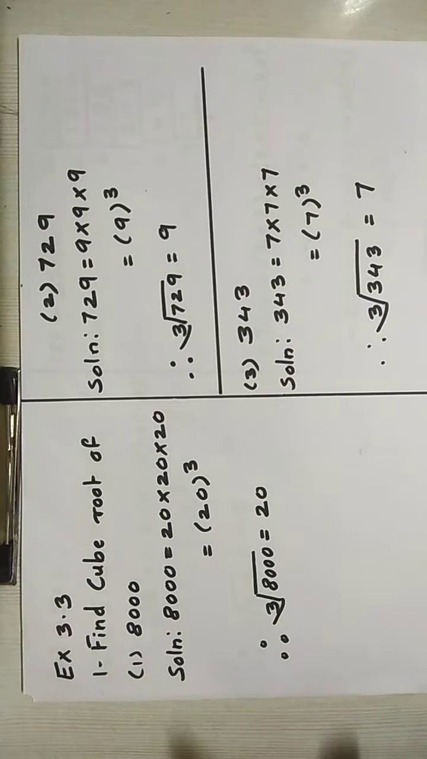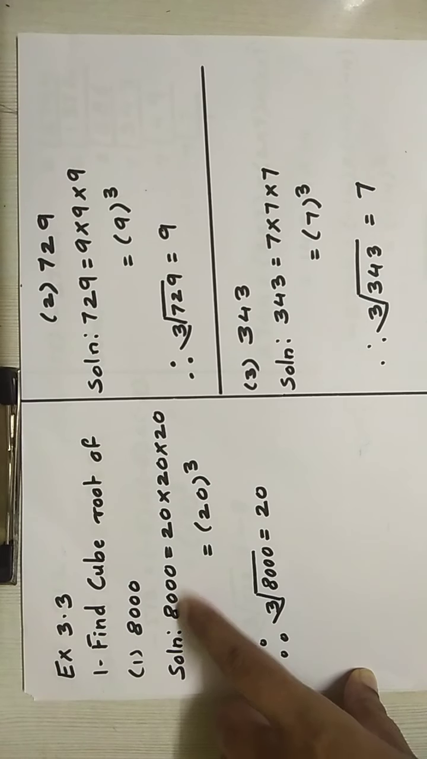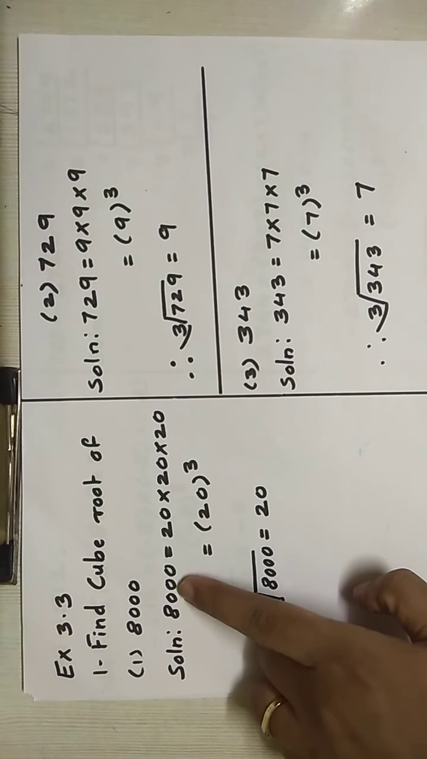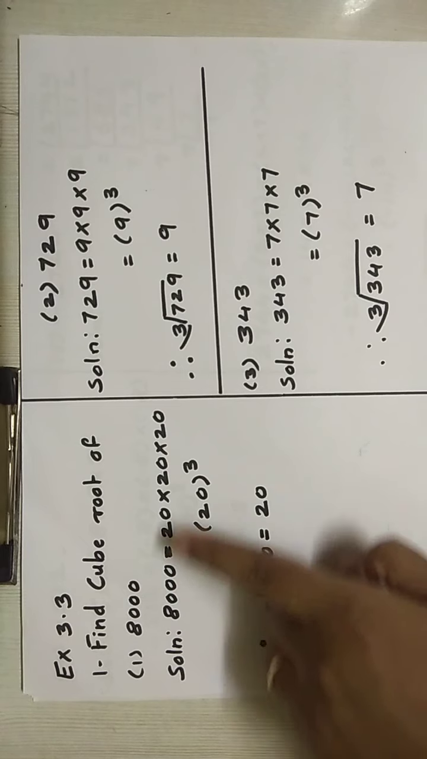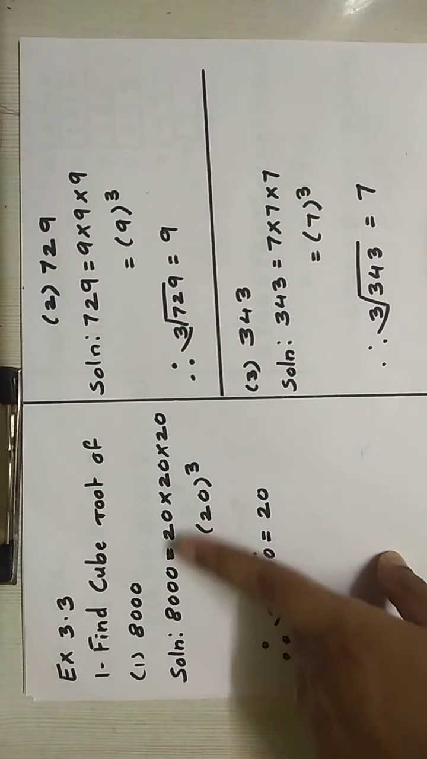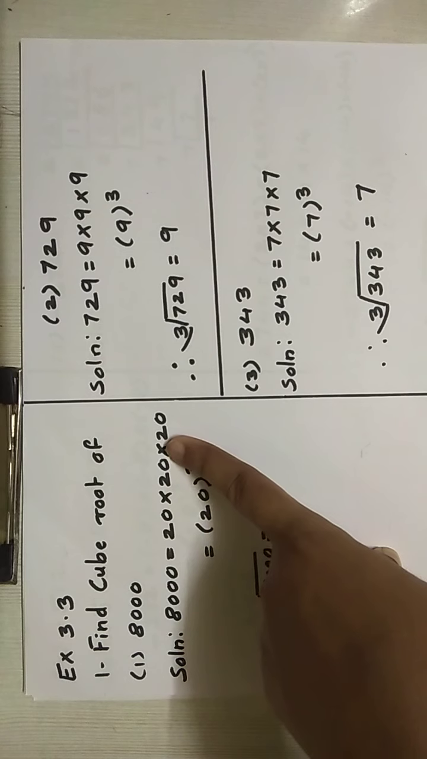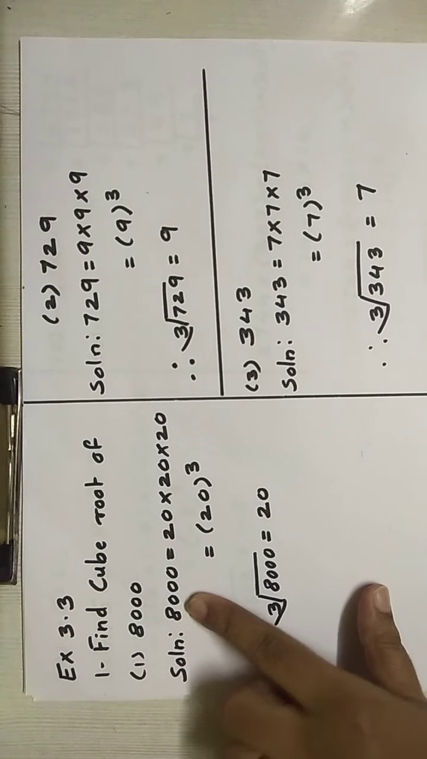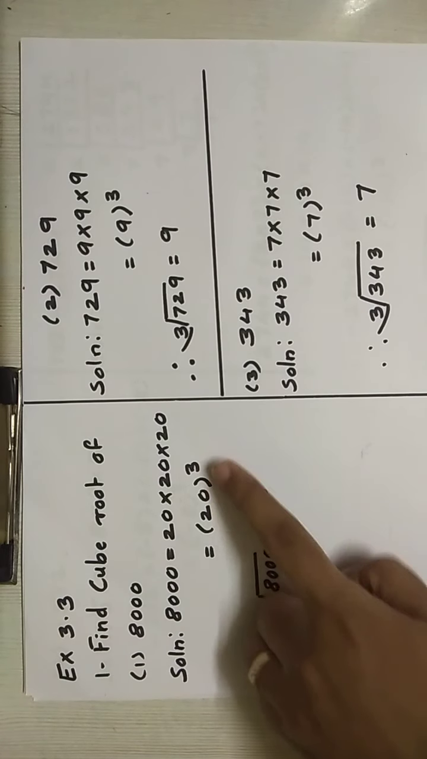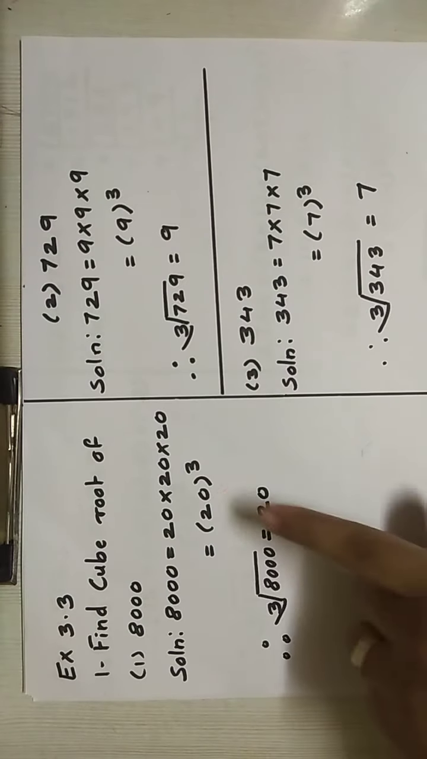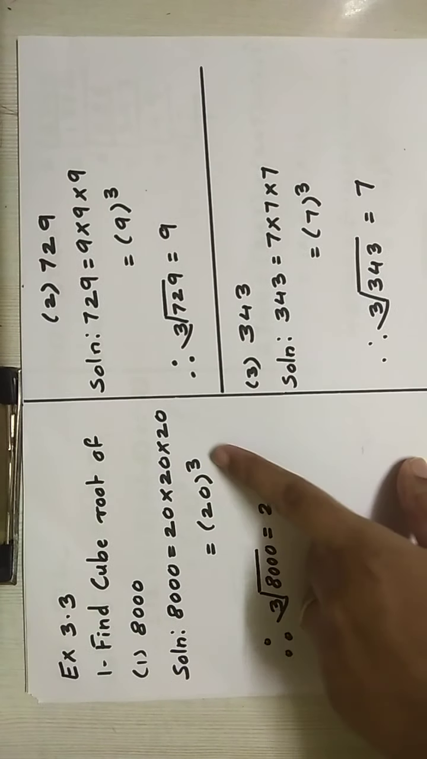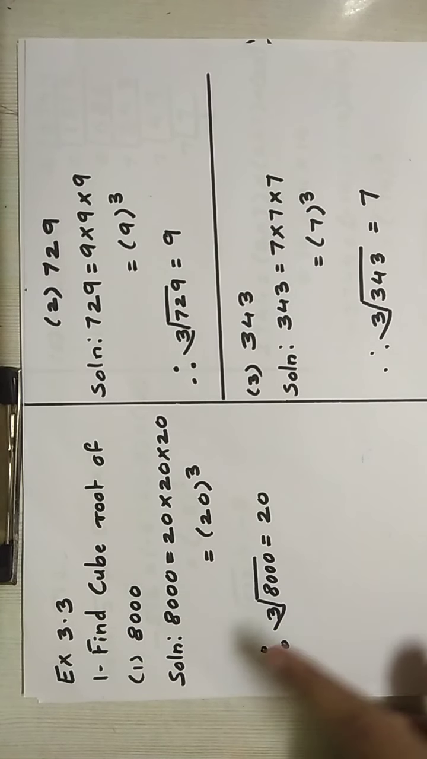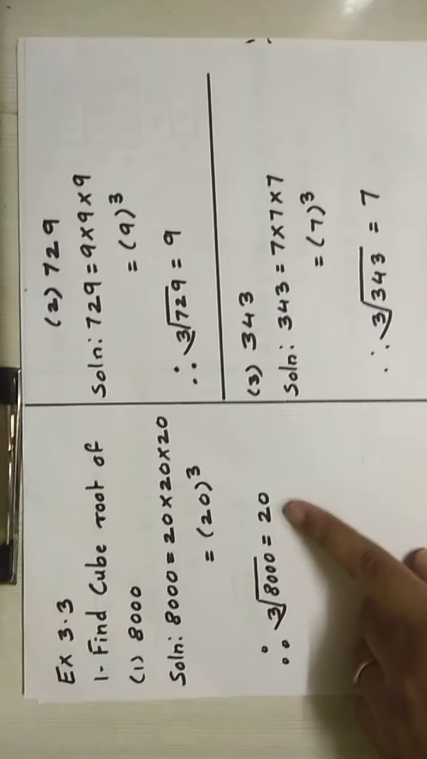Find cube root of 8000. 8000 can be written as 20 into 20 into 20. If you observe, children, we have 3 zeros over here. 1, 2, 3. And 8 is cube of 2, 2 into 2 into 2. So it is 20 into 20 into 20. That means 8000 is 20 cube. So if 8000 is 20 cube, that means 20 will be cube root of 8000. This cube, when it goes on the other side, it becomes cube root. So cube root of 8000 will be 20.